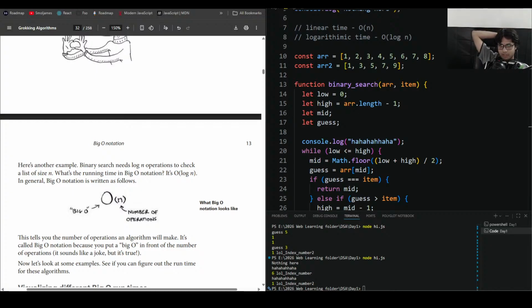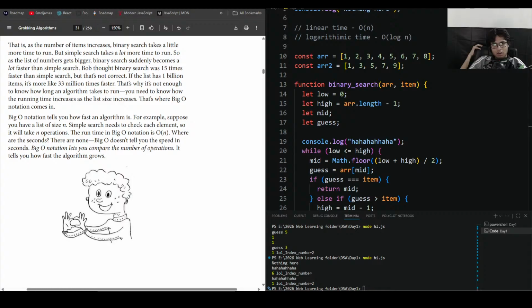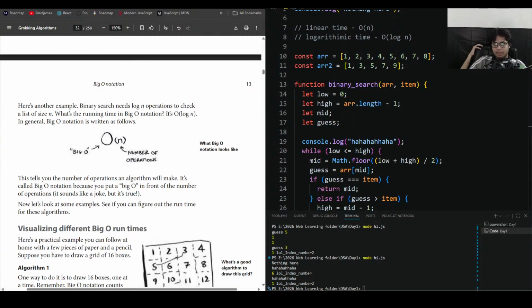What's the running time in Big O notation? O(log n). Here's another example. Binary search needs log n operations to check a list of size n. What's the running time in Big O notation? It's O(log n) in general.